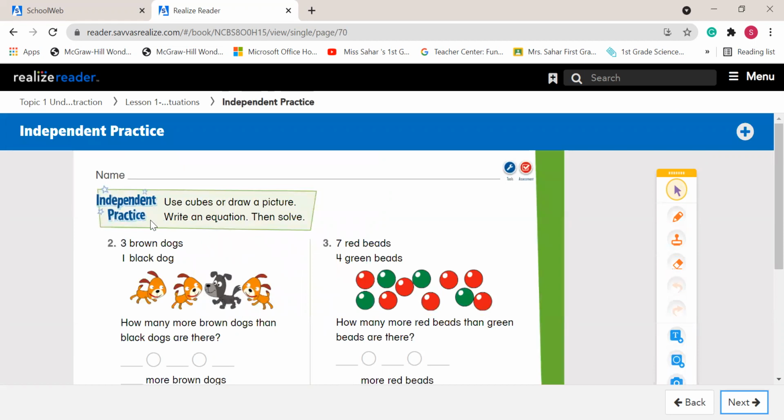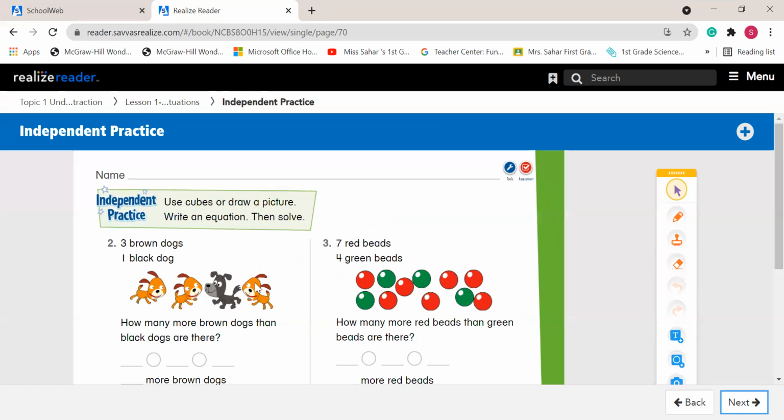All right, let's go page 23. Use cubes or draw a picture, write an equation, then solve. Number 2, 3 brown dogs, 1 black dog. So 3 brown dogs and 1 black dog. What are we gonna do? How many more brown dogs than black dogs are there?